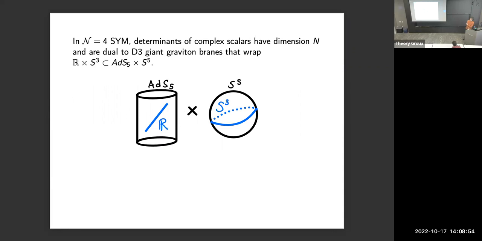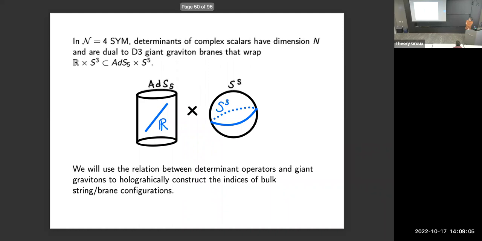In N equals 4 super Yang-Mills, determinants of complex scalars have dimension N and are dual to the S^3 giant graviton branes that wrap the corresponding cycle. We'll reuse the relation between determinant operators and giant gravitons to holographically construct the indices of bulk string brane configurations. Again, for an example like this, where the holographic dual is well known, one can use the brane action to directly count modes on the brane. That was done by Imamura in a parallel work, and the resulting indices agree.